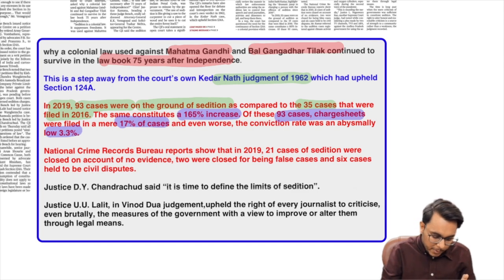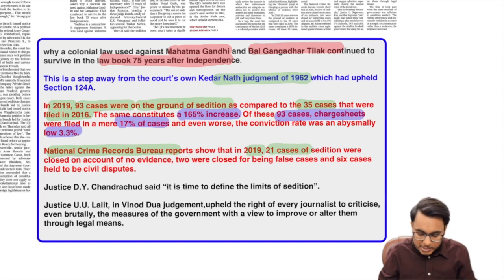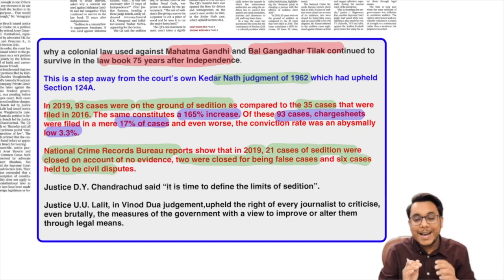Further, it has also been provided that according to the data by the National Crime Records Bureau, in 2019, 21 cases of sedition were closed on account of no evidence, 2 were closed for being false, and 6 cases were held to be civil disputes, but they were filed under Section 124A. So all this data is very important, which you can directly utilize in your answer in order to prove how sedition is turning out to be an ineffective law.